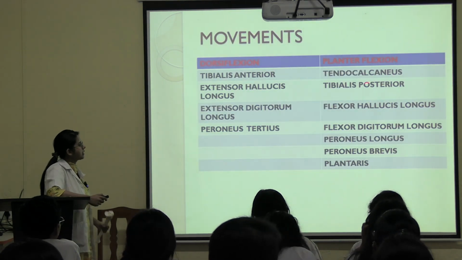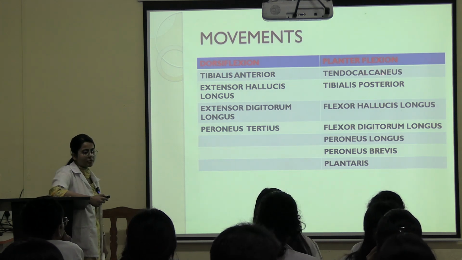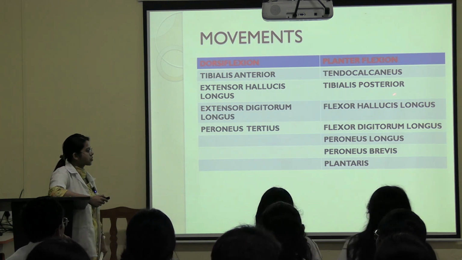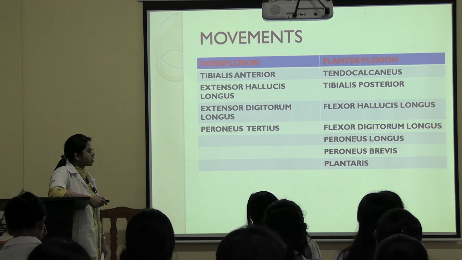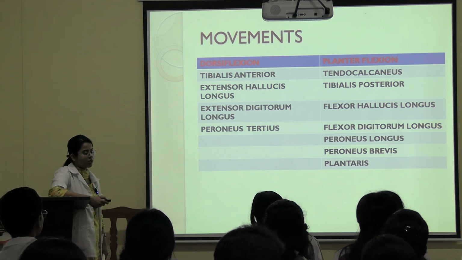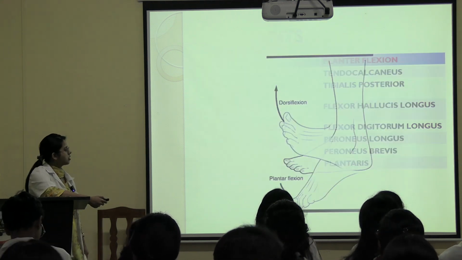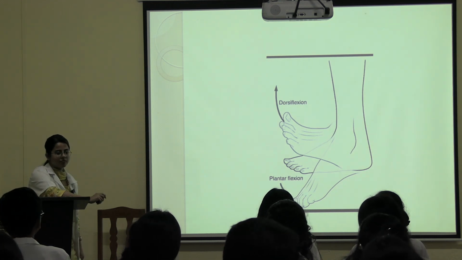Yes, dorsiflexion, and plantar flexion is by tendocalcaneus. It is by which two muscles? Gastrocnemius and soleus. These two are known as tendocalcaneus. Tibialis posterior, flexor hallucis longus, flexor digitorum longus, peroneus longus, peroneus brevis, and plantaris. These muscles will do plantar flexion, and these muscles will do dorsiflexion. This movement is known as dorsiflexion. This movement is known as plantar flexion. Clear?